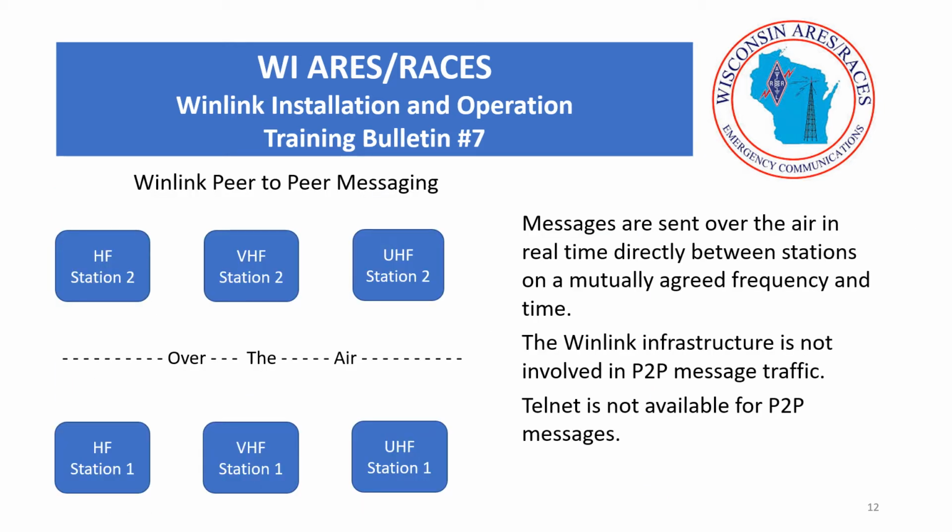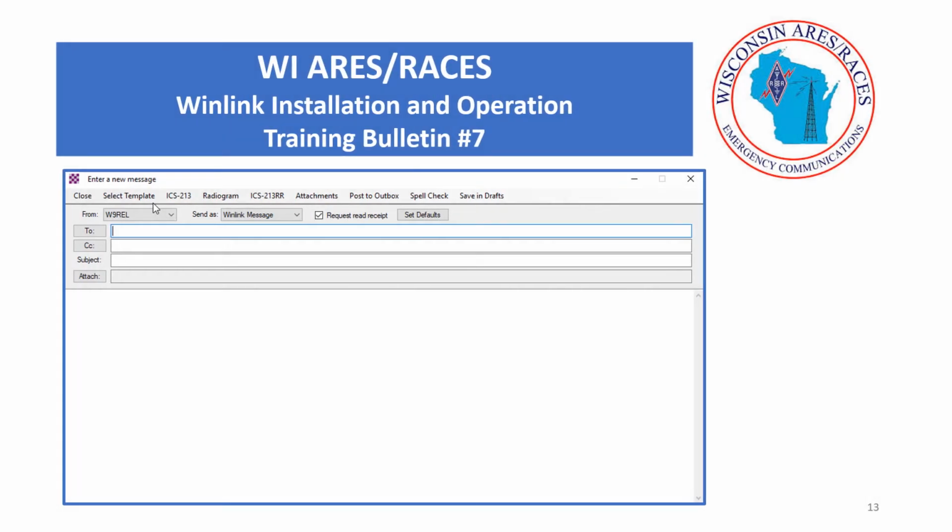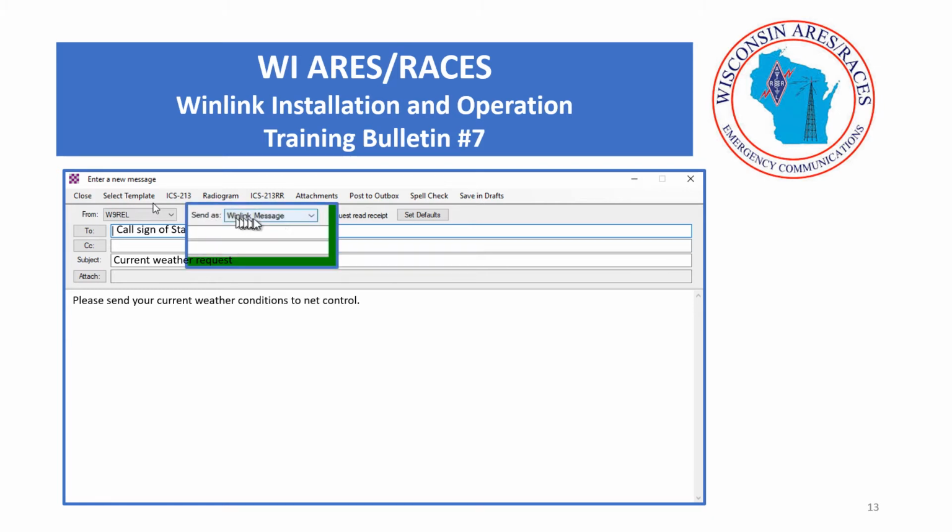So here's how peer-to-peer works. Let's say Station 1 has traffic for Station 2. Station 1 drafts a message for Station 2, and then, and this is important, sets Send As to peer-to-peer message, and then clicks Post to Outbox.